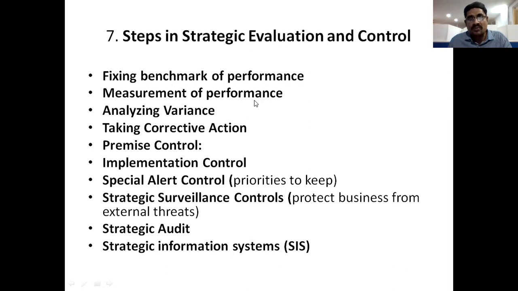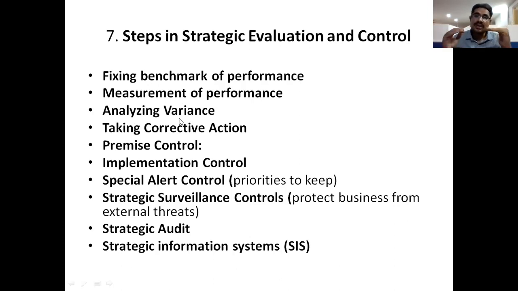Next, measuring the performances. After completion of fixation of targets of performance, then measure the actual performance of the workers, right? This is the second step. And next, analyze the variance. So between these two: the actual performance the workers give, and the level of performance the company fixed. Comparison between these two is the third point, analyze the variance.